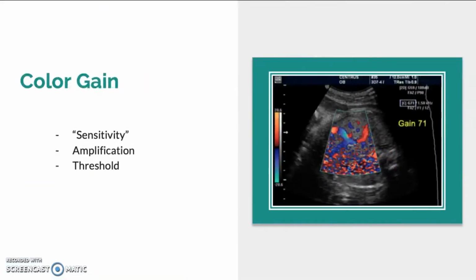And now for color gain. Color gain, or sensitivity of color, amplifies signals in the receiver. It uses a color noise threshold. This means that a pixel is either displayed as color or not. The goal for color gain is to have it as high as possible without causing speckle.